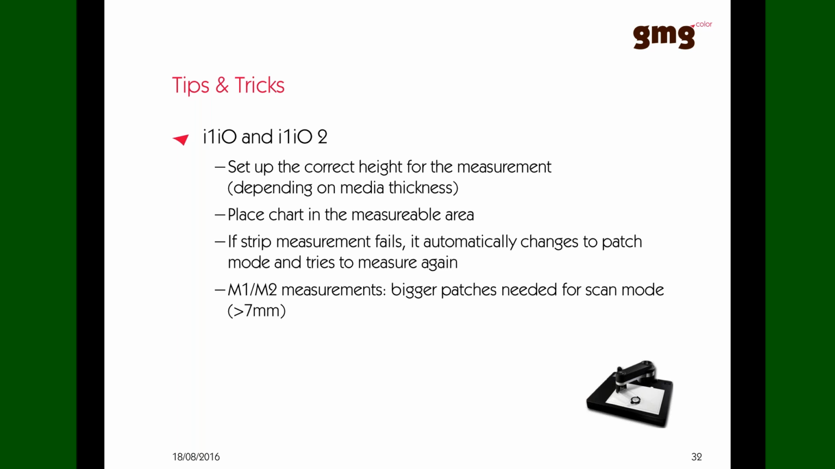That's just defined by X-Rite and defined by the driver to drive the measurement device, because in M1 and M2 the measurement device has to drive twice over each strip, and it tries to do that on two different areas of the patch, and that means the patch must be larger than 7mm. So just keep that in mind. If you want to measure M1 with 7mm patches, just switch to patch mode. It will take a bit longer, but it results also in the measurement you want.